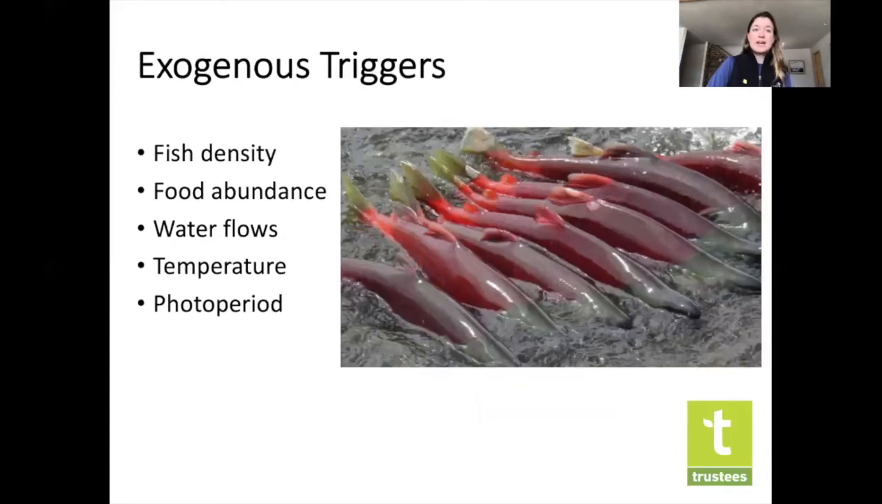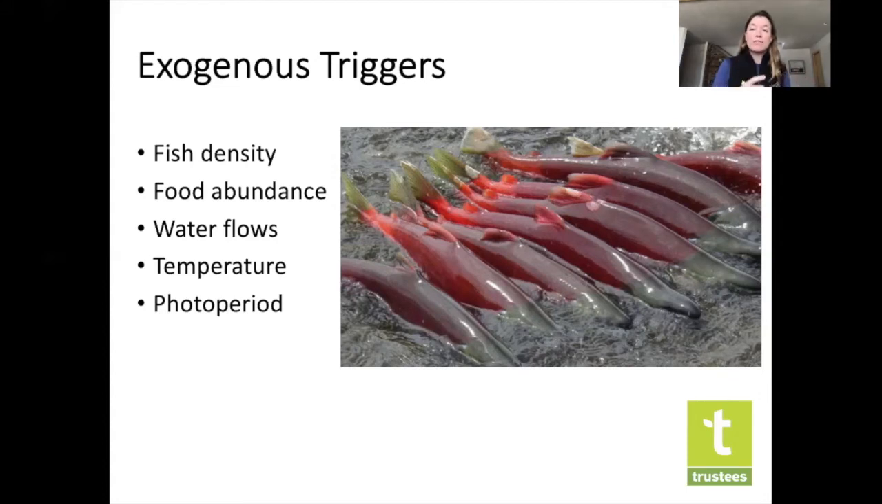So next we have exogenous triggers. Exo is the opposite of endo, which means internal. Exo means external. So external triggers would be fish density. Take a look at the salmon here. There's lots of them. They're all trying to head upstream to their river spawning environment. A lot of fish means more competition.